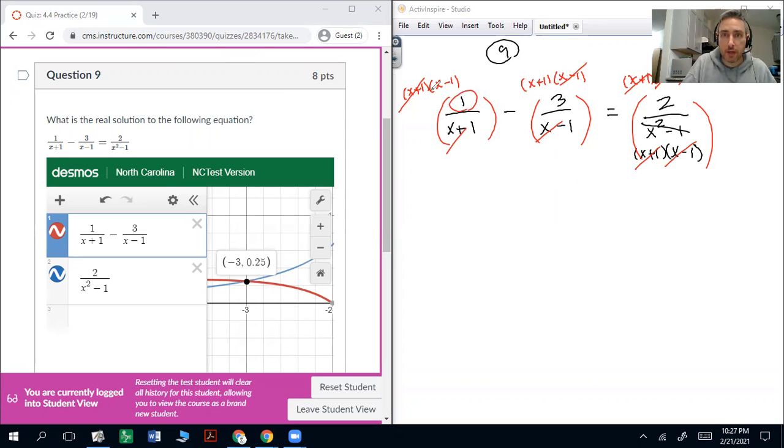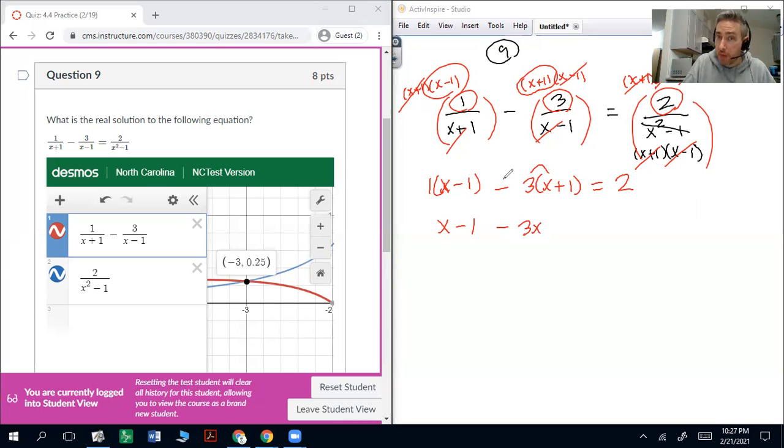Let's circle what we have left. We got a 1 and an x - 1, minus 3 and an x + 1, equals 2. So this is x - 1 - 3x, and then this is minus, so minus 3 times 1, minus 3, equals 2. Those combine to 1x - 3x, that's -2x. Negative 1 and negative 3 is minus 4.